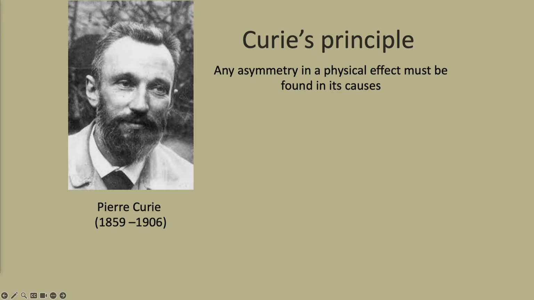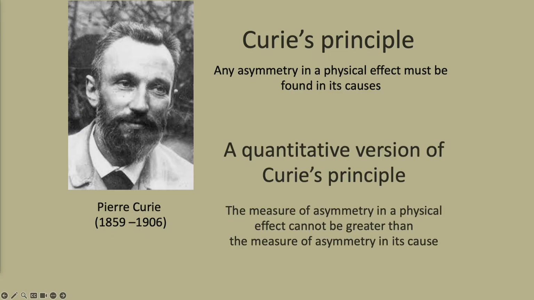He was studying it in the context of crystallography and the interaction of matter with electromagnetic radiation, but it's basically the intuition that you already have, that symmetry breaking, wherever it is found, needs an explanation. And I'm going to be interested in not just that, but a quantitative version of Curie's principle, which would be: if you now have a quantitative measure of asymmetry, you might think that the measure of asymmetry in a physical effect cannot be greater than the measure of asymmetry in its cause.